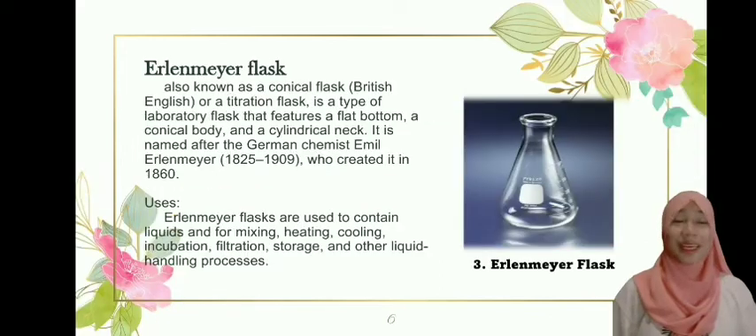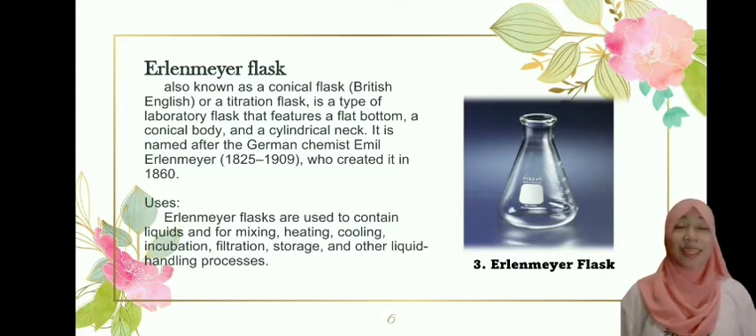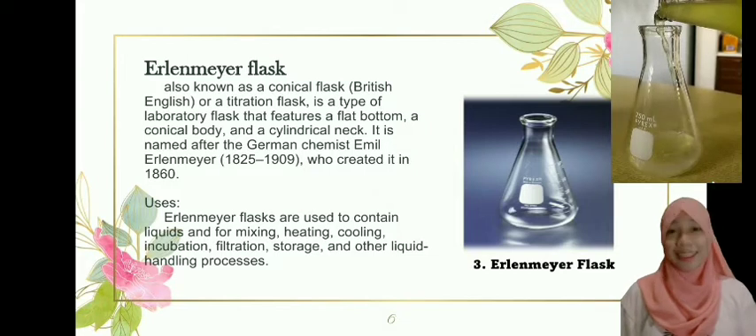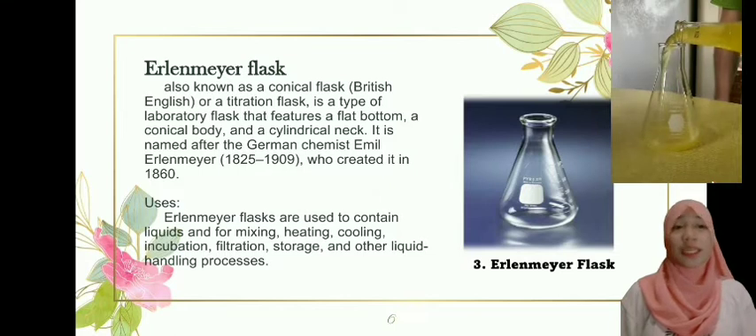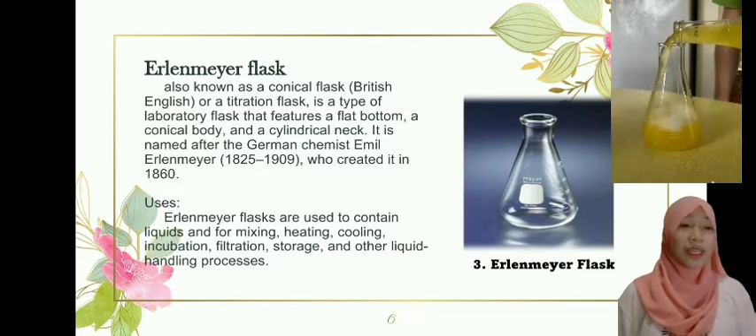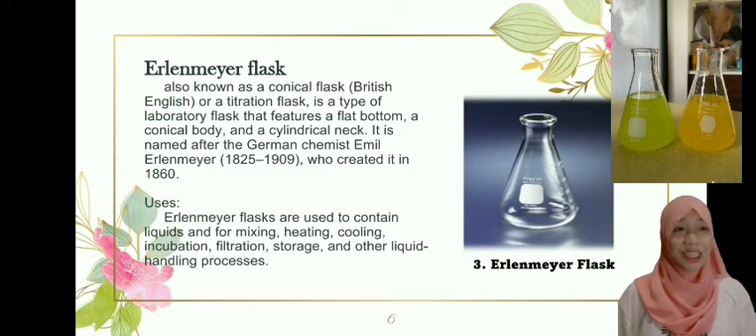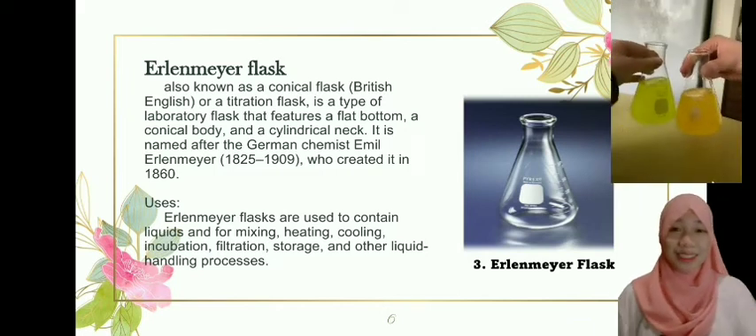So the third one is the Erlenmeyer flask, also known as a conical flask or a titration flask. It is a type of laboratory flask that features a flat bottom, a conical body, and a cylindrical neck. It is named after the German chemist Emil Erlenmeyer, 1825 to 1909, who created it in 1860. Erlenmeyer flasks are used to contain liquids and for mixing, heating, cooling, filtration, storage, and other liquid handling processes.